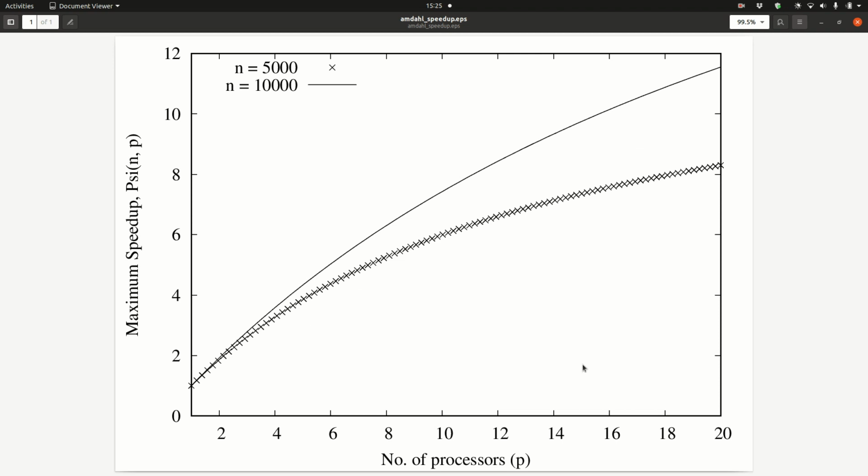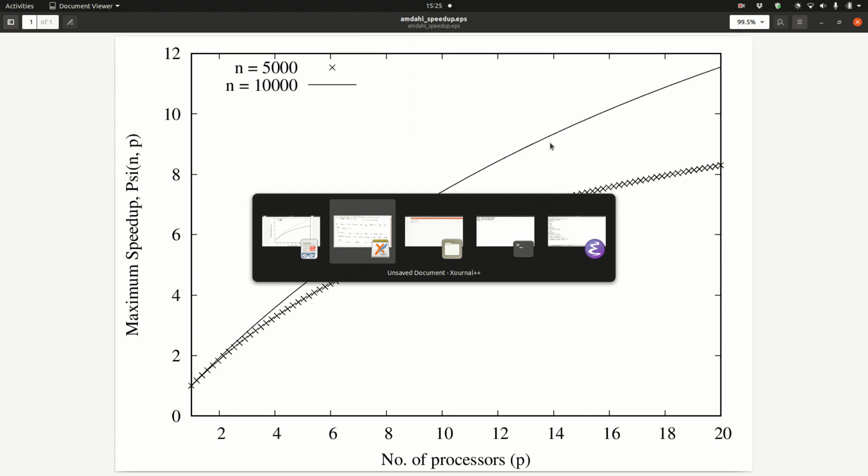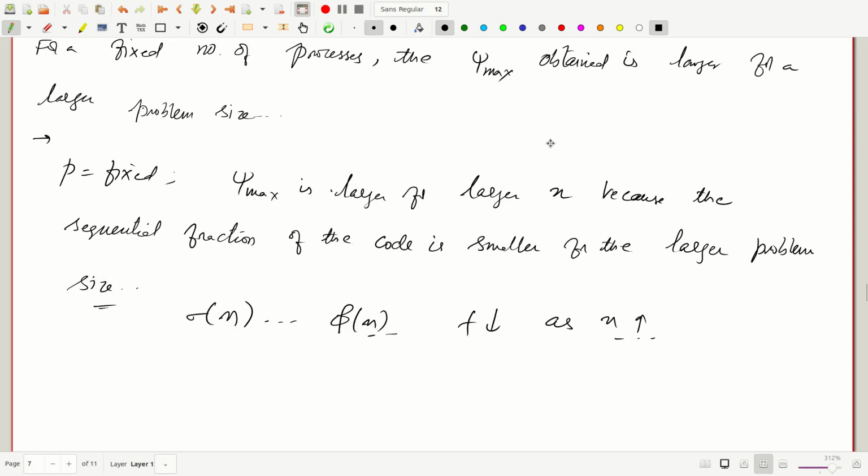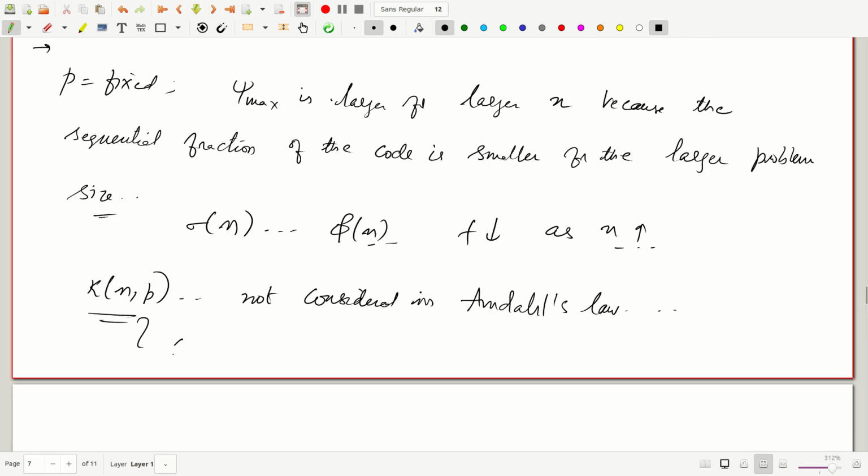Now what we realize is that this is fine, but Amdahl's law does not actually take into account the communication overhead, or the kappa of n, p, right? It is not considered in Amdahl's law. So now can we include this and analyze? Yes, we can, of course.